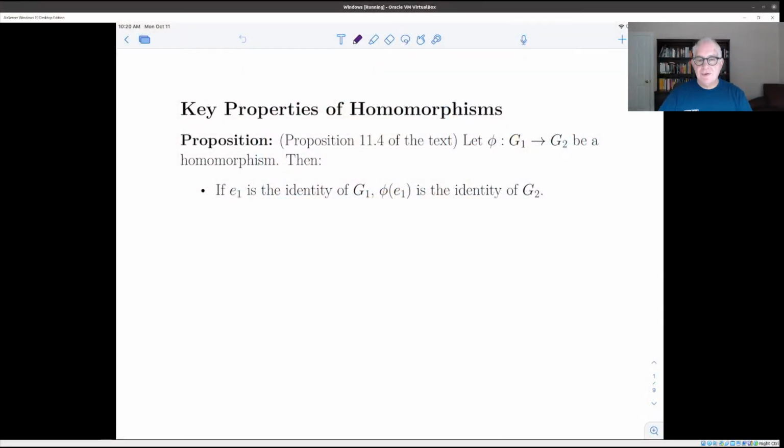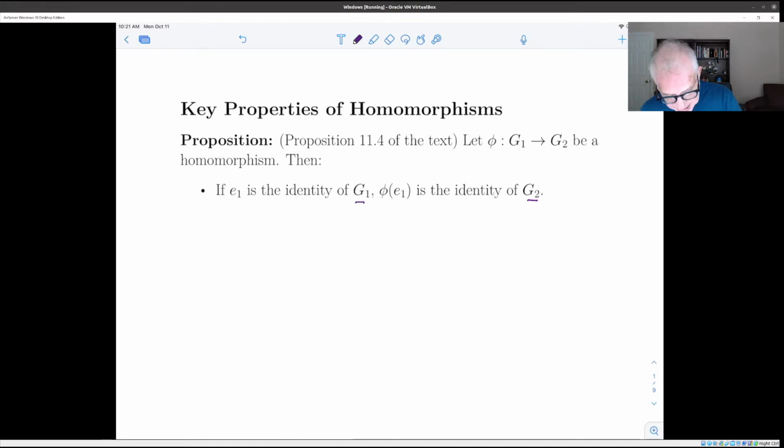So I'm going to walk through proposition 11.4 in Judson's book, and we're going to start with a homomorphism phi from G1 to G2 and work through its properties. The first property of this homomorphism is that it carries the identity element of G1 to the identity element of G2. And this was true for isomorphisms as well, you'll recall. It turns out that you can prove it even in the weaker case of a homomorphism. And the proof goes something like this.